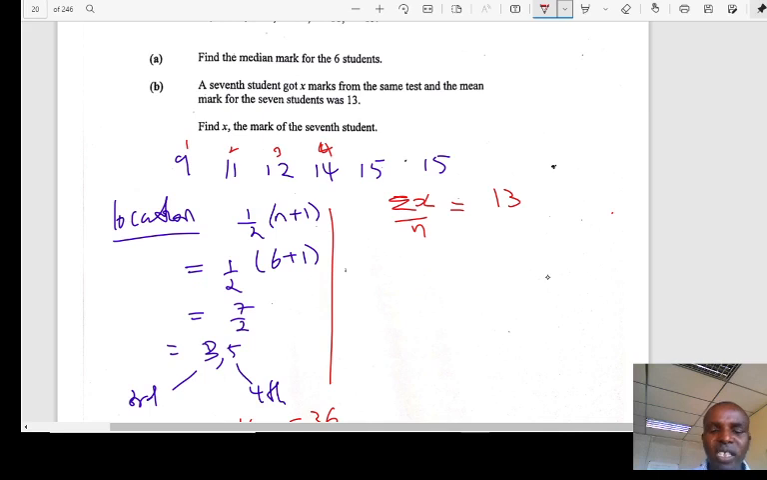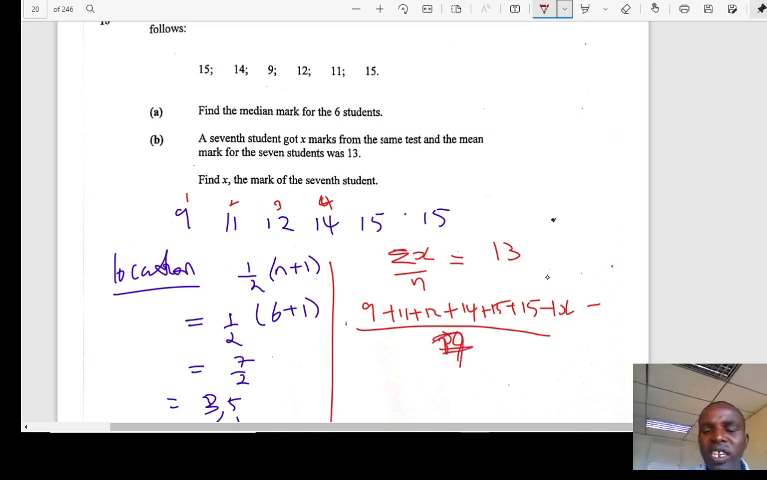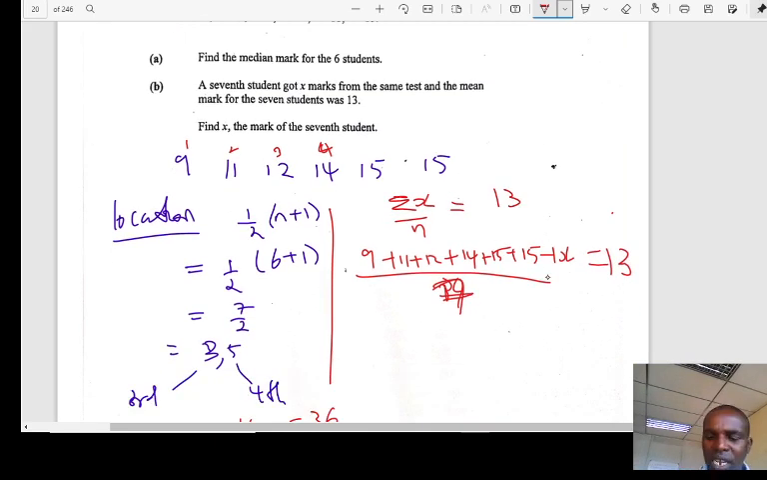So total of the marks, here if you can add here, 9 plus 11 plus 12 plus 14 plus 15 plus 15, then plus the 7th one, which you can call x, is x here, then is equals to over n, which means there are 7 students here. N is 7, you must get 13. Right, then simplify.